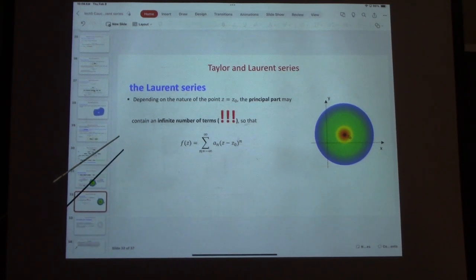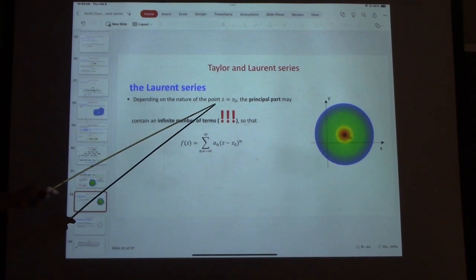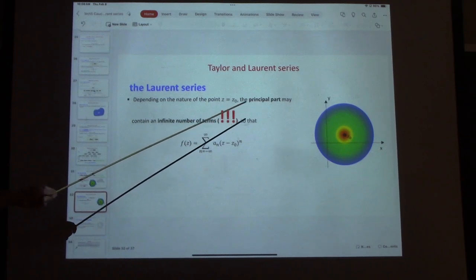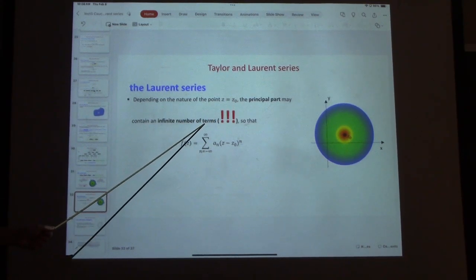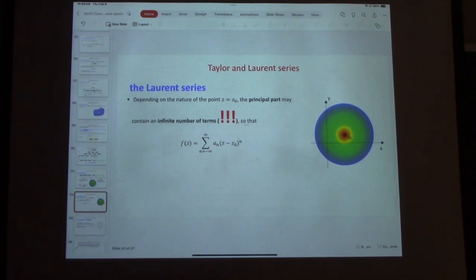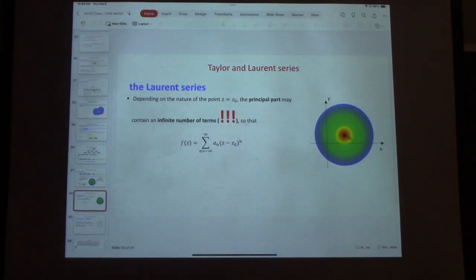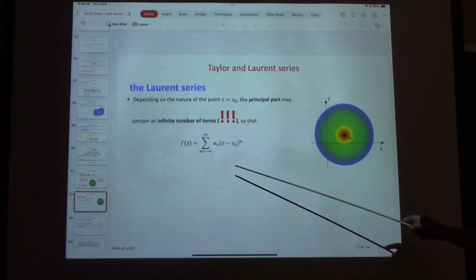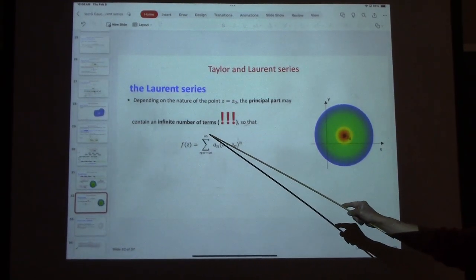Also, I want to say here, depending on the nature of the point z equals 0, the principal part may contain an infinite number of terms. If that's the case, the pole's order goes to infinity, and the analytic terms also go to infinity. So you have the whole spectrum. This n goes from negative infinity up to positive infinity.